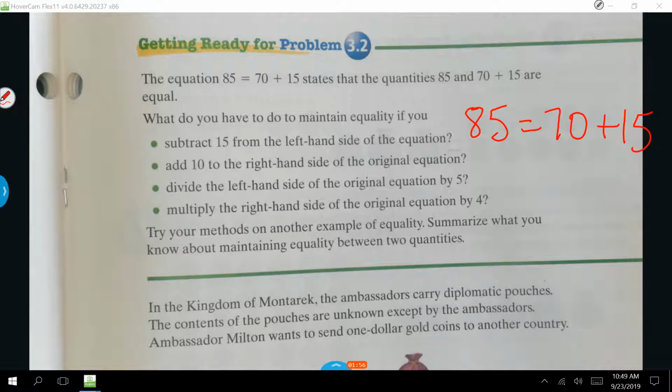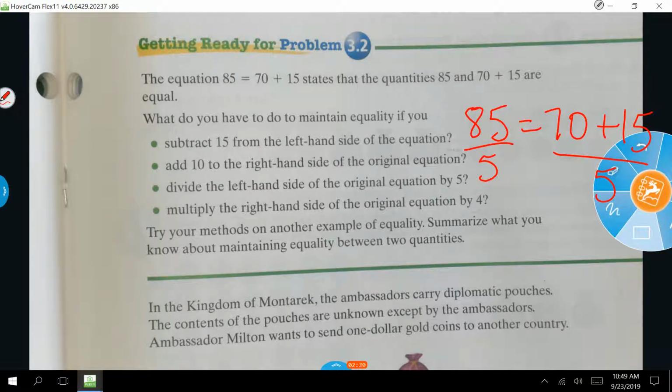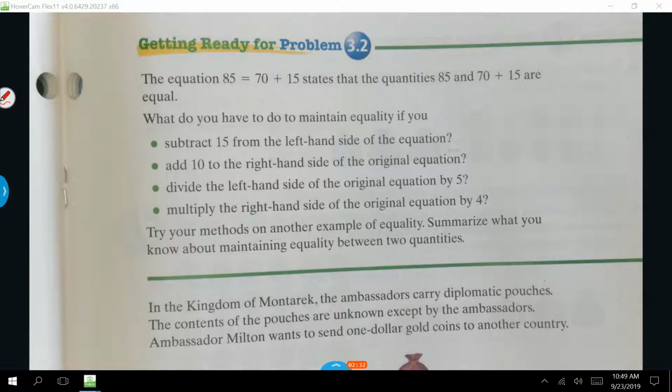All right, now what do we have to do to maintain equality if I added 10 to the right-hand side? You add 10 to the left. Now they equal each other again. Okay? What would we have to do if I wanted to divide the left-hand side by 5? Divide the whole right-hand side by 5. And what if I wanted to multiply the right side of the equation by 4? I'd have to multiply the other side by 4. So whatever you do to the one side, you have to do to the other.